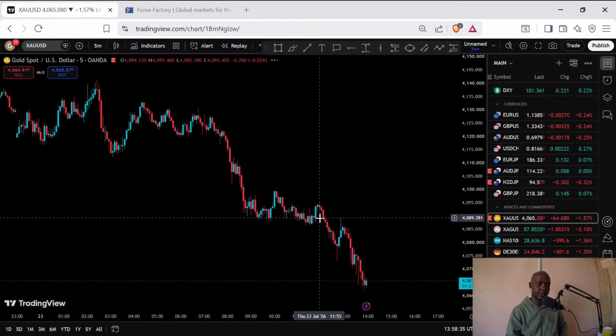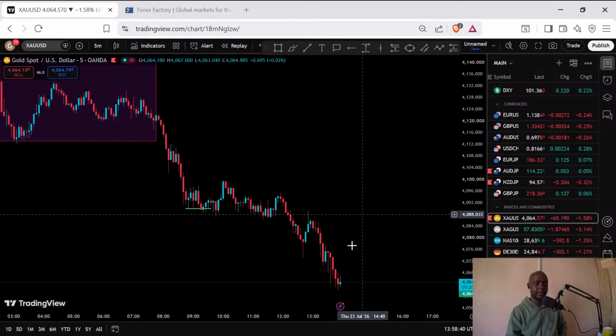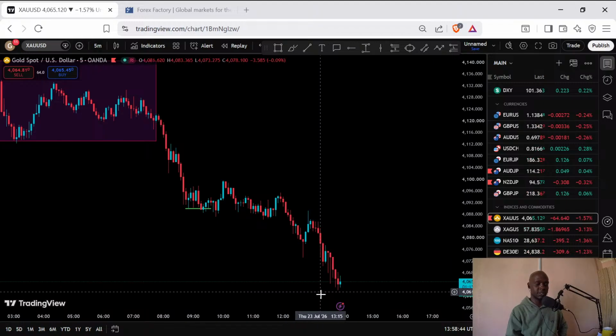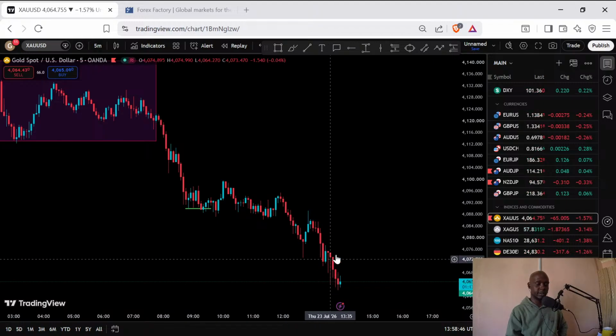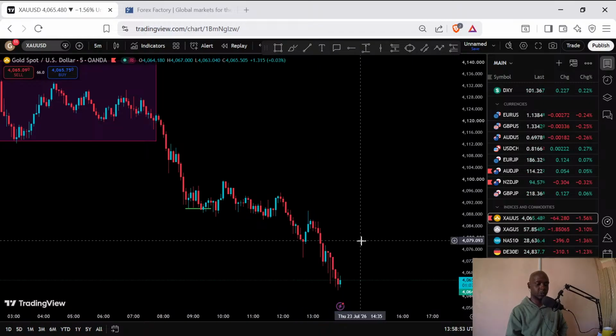Let's see if we've gotten there. We're still waiting for the reversals also on gold, but clearly you can see the reduced momentum in the selling pressure with these candles over here. You're getting wicks and very small candles.